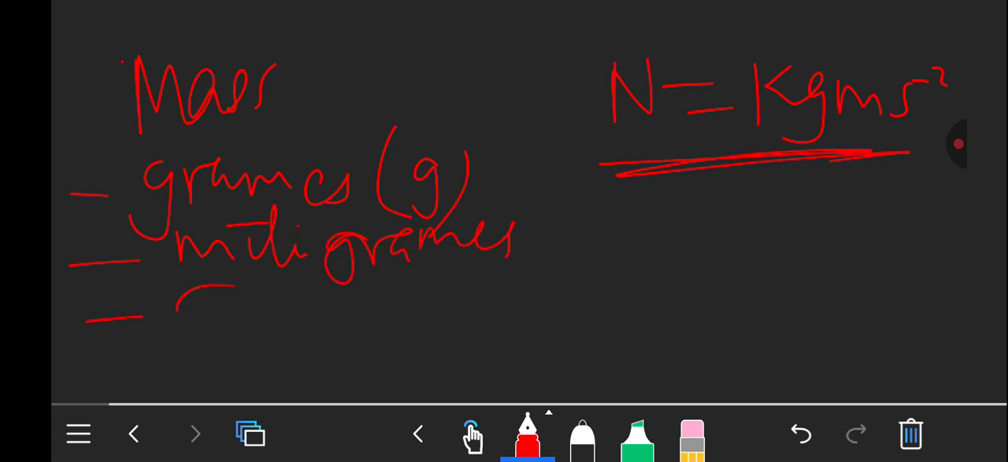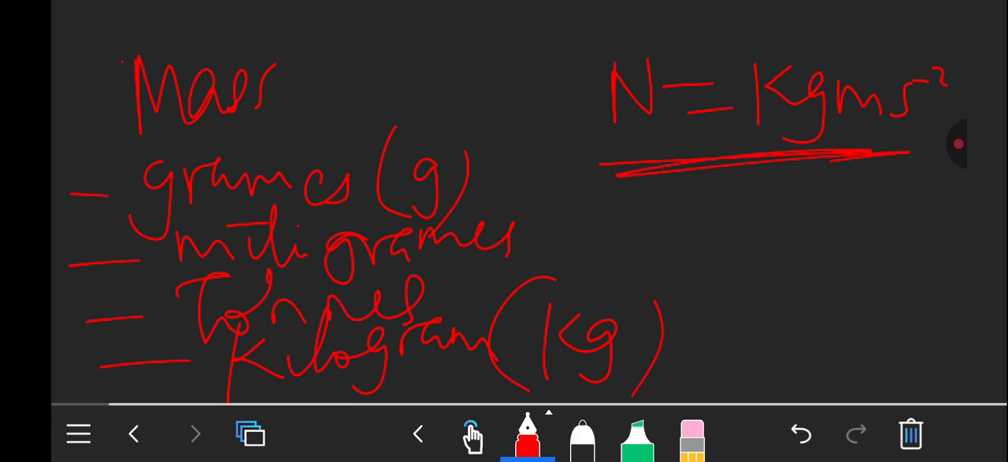Maybe we can use other units like tons. We've heard of, maybe this sand weighs 100 tons. Okay, you can use tons. You can also use kilograms, which are written as kg. We've heard of 25 kg of meal, 2 kg of sugar, and all of that. Okay, so this is basically about the units.